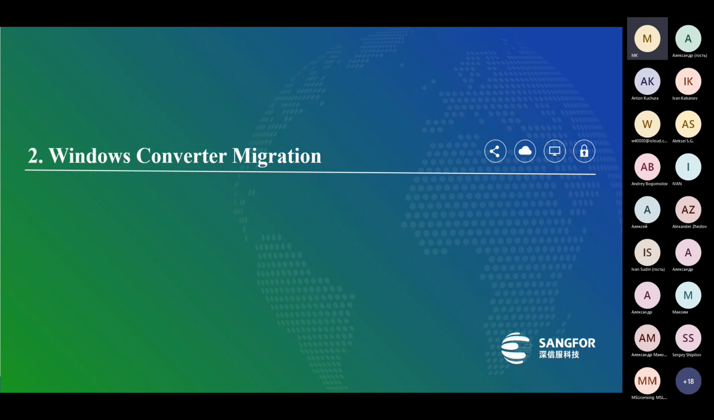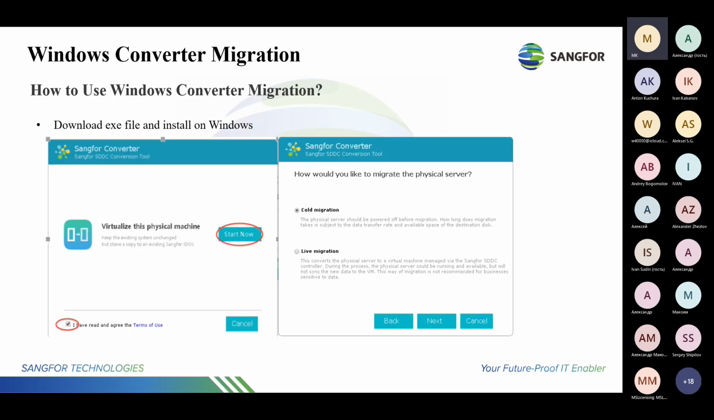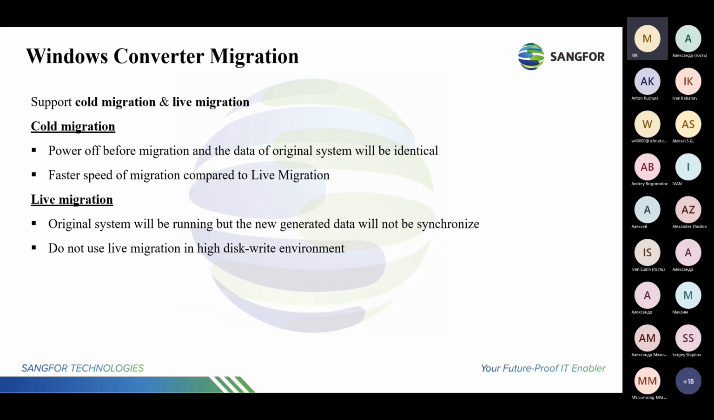So I will say this is the first converter tool that we have in the early stage. This is for Windows. So this is the Windows approach. You're going to install the converter or the installer on the original source machine. It looks something like this. Then you will select the option that you wish to have, like the cold or the live migration. It's only for Windows.